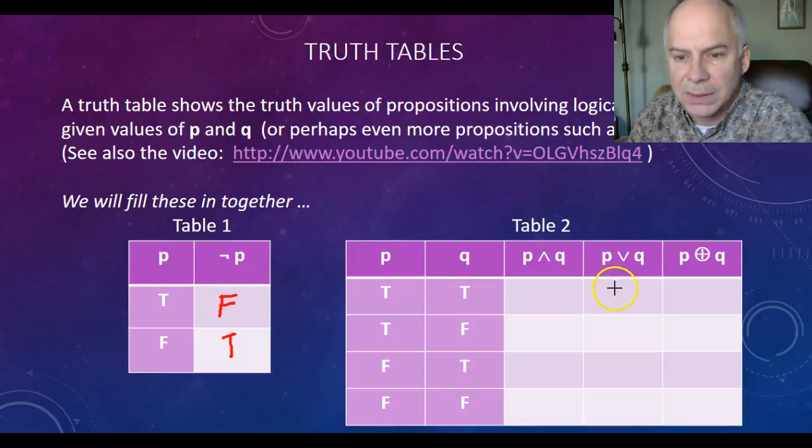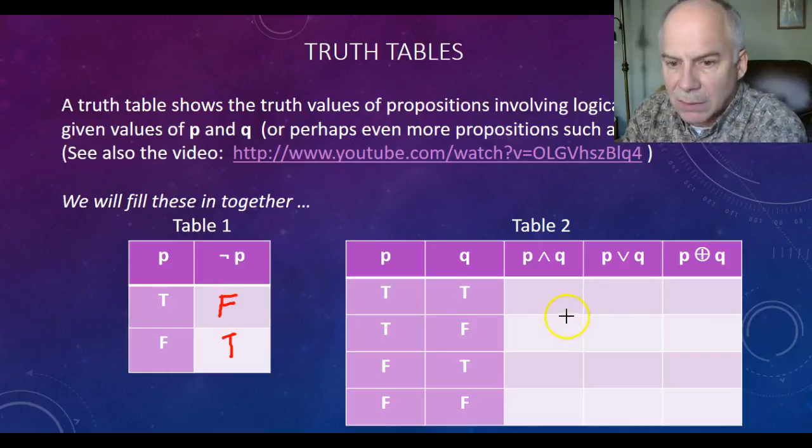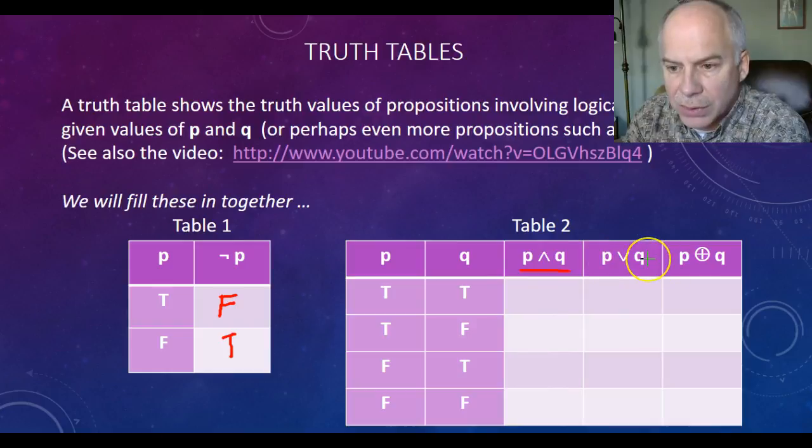All right, now look at table 2. Now table 2 has 3 things. It has the and situation, which is this third column here, and it has the or situation, which is the fourth column, and it has the exclusive or. So we're really doing 3 truth tables here. Now, since we have 2 statements, P and Q, then we actually need 4 rows.